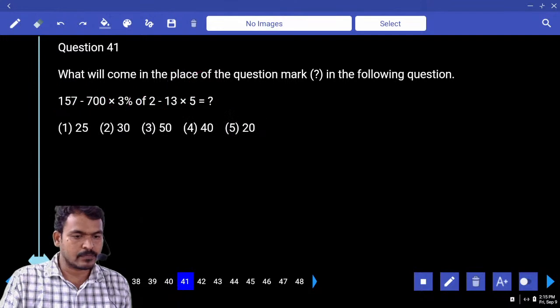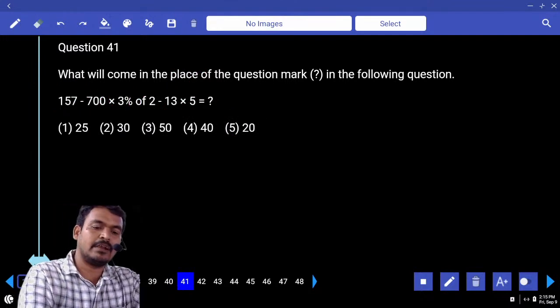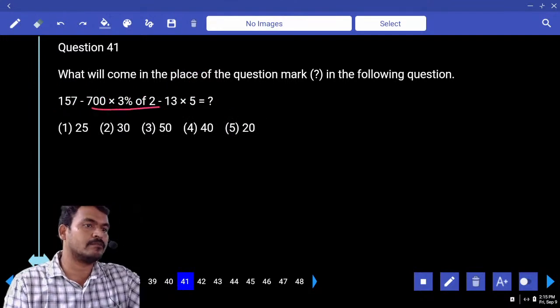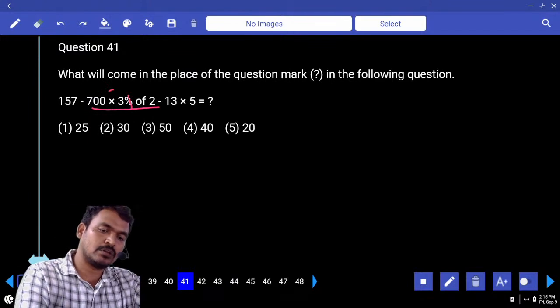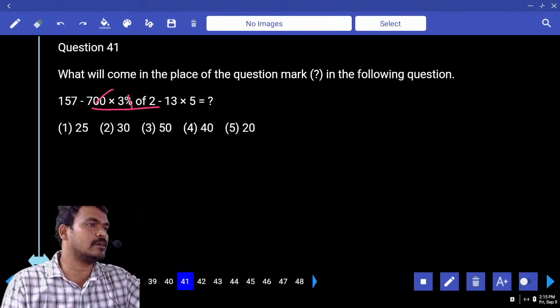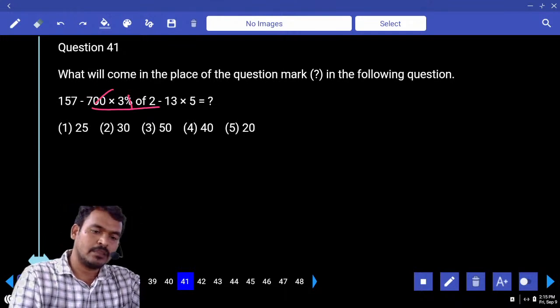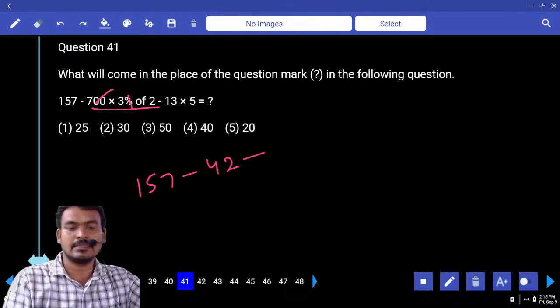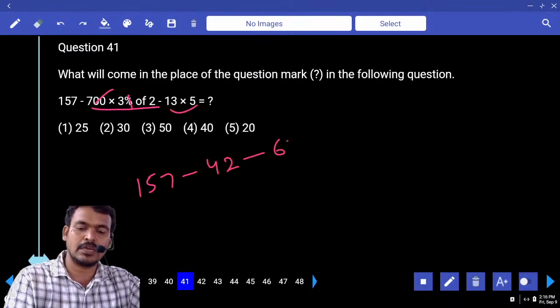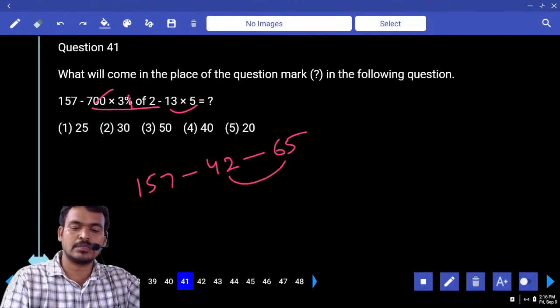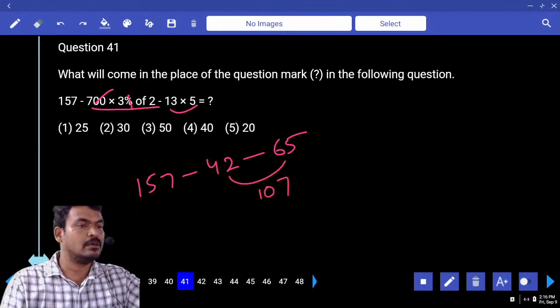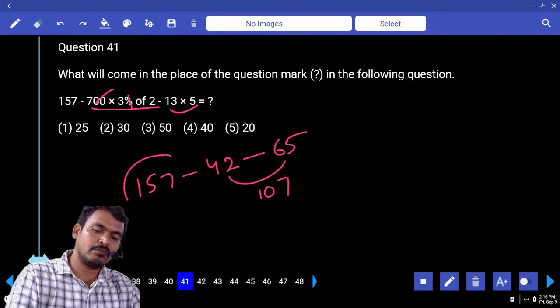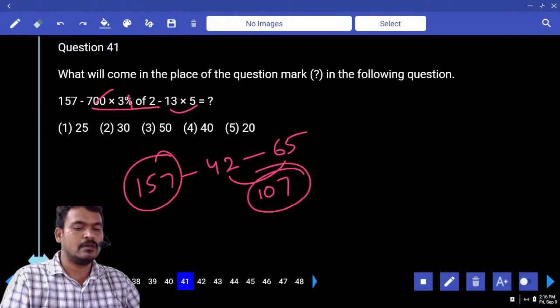41. First priority, 700 into 3% of 2 or not? First of all, percentage, the 2 zeros are cancelled or not? 7 3s are 21, into 2, 42. Then we return 157 minus 42 minus 13 5s are how much? 65. 42 and 65, 107 or not? What is the difference between 157 and 107? 50 or not?